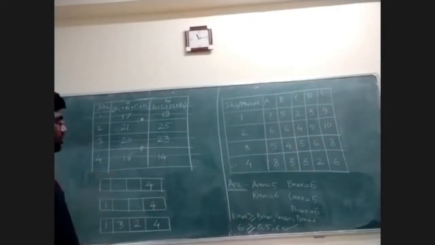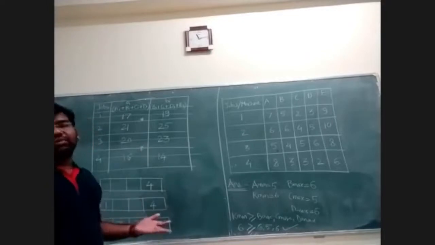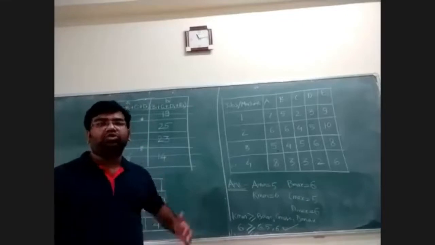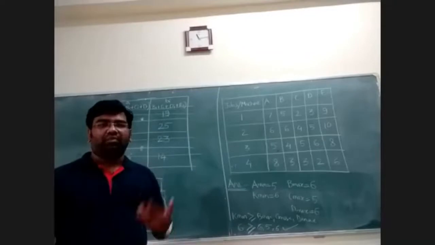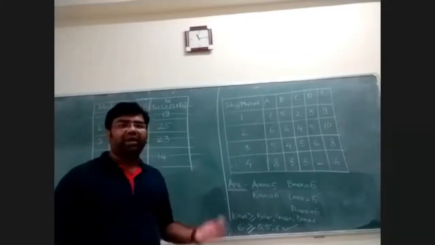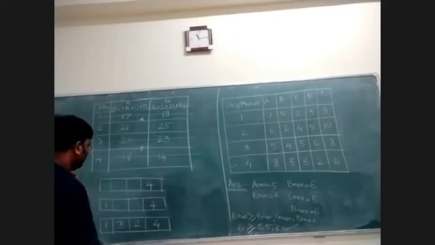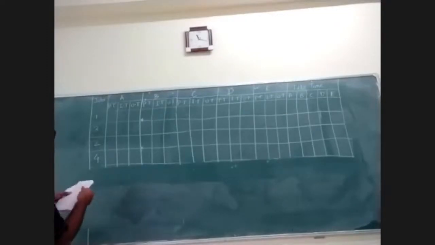Now let's proceed ahead. We have got the optimal sequence here, and the next step is to find out the total elapsed time for this optimal sequence, and obviously it will be the minimum total elapsed time. We are also going to find out the idle time for machines A, B, C, D, and E. So let's start with the table. Okay, so this is the table that will be required to draw. Let's fill up the processing times first.